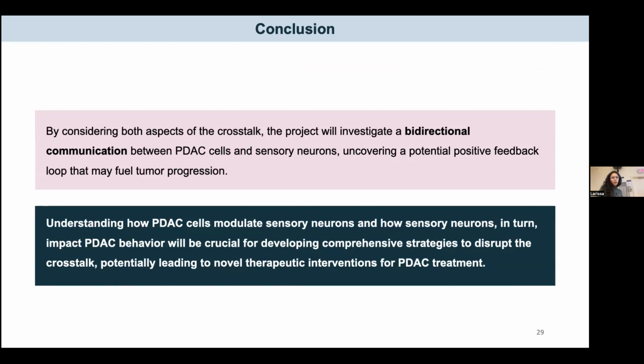By considering both aspects of the crosstalk, this project will investigate bidirectional communication between PDAC cells and sensory neurons, and uncover a potential positive feedback loop that may fuel tumor progression. Understanding how PDAC cells modulate sensory neurons and how sensory neurons in turn impact PDAC cell behavior will be crucial for developing comprehensive strategies to disrupt the crosstalk, potentially leading to novel therapeutic interventions for pediatrics.